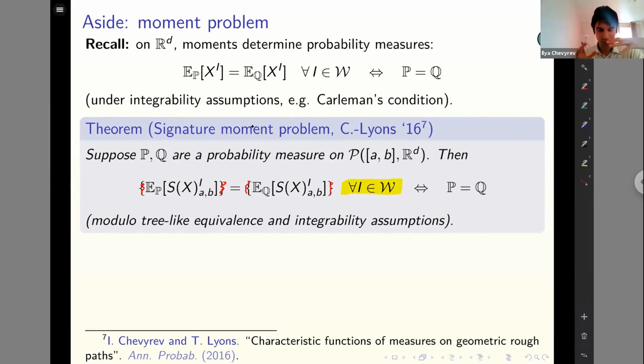And this is again modulo integrability assumptions, because this is necessary even for Euclidean space. And it's also modulo tree-like equivalence. So remember that the signature wasn't able to tell the difference between any two arbitrary paths. But if you mod out that equivalence relation, then you get a mathematically correct statement. So this was actually a problem that I looked at in my thesis that I did with Terry Lyons.